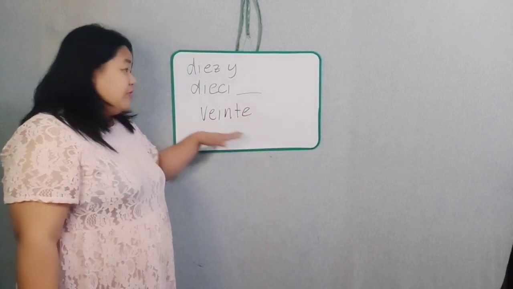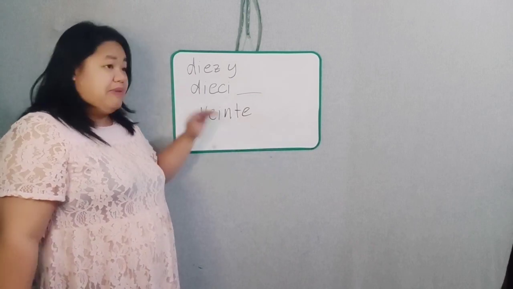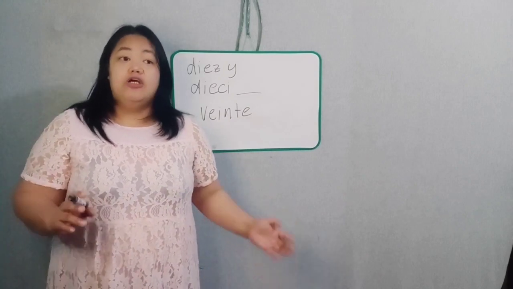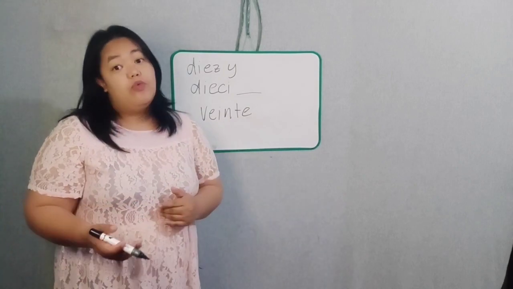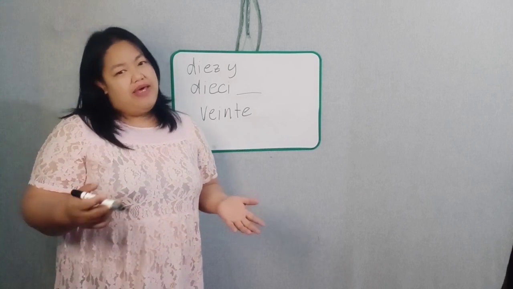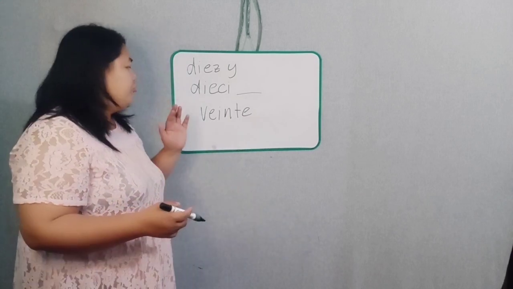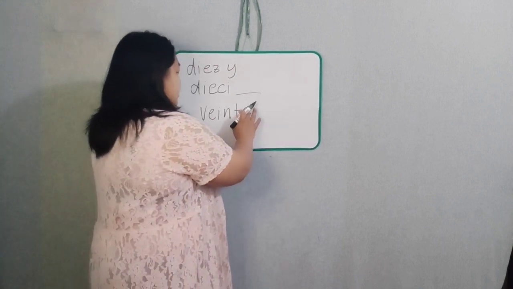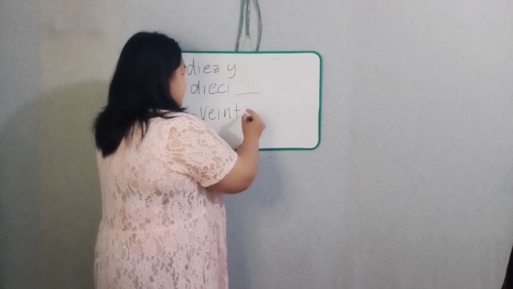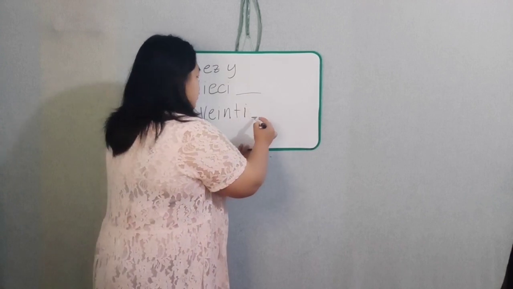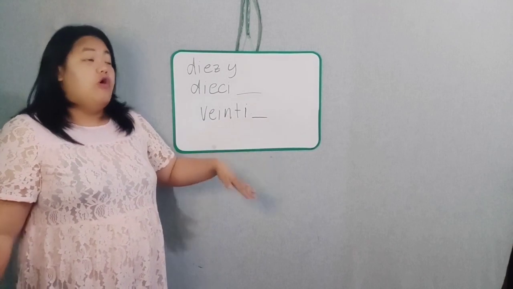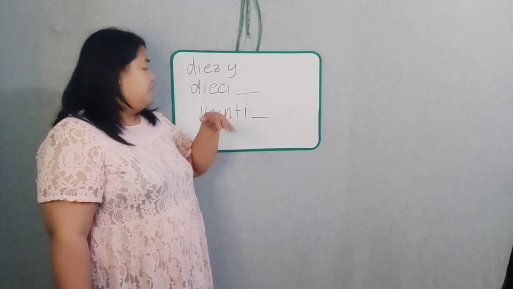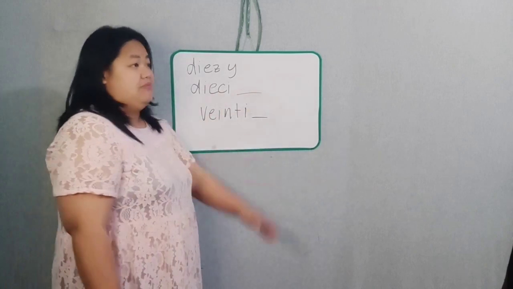Now you have to memorize this as is, because it's veinte. Okay. Now that you have your 20, you can now read 21 to 29. For your 21 to 29, you'll just have to make a slight change on your 20. So what you do is take this E, change it to I, and then your number. So 21, 22, 23, until 29. Hasta 29.